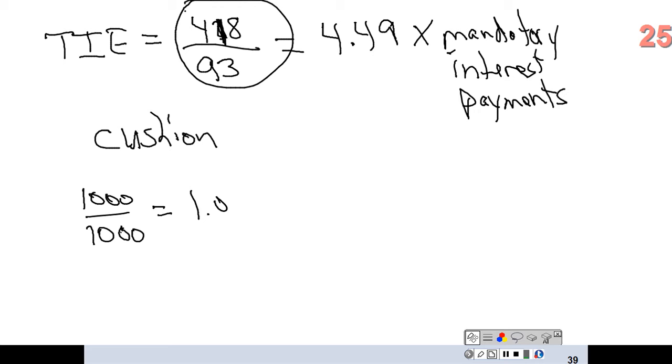Same concept. But what you hope is that once you graduate, you're going to get a good job and your pay is going to increase, hopefully a lot. Let's say your pay is now $4,000 per month. You're still fairly conservative with your spending, so you have $2,000 worth of expenses. So now you have a ratio of 2 to 1.